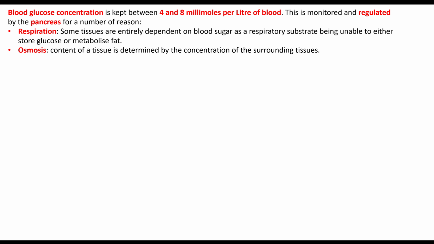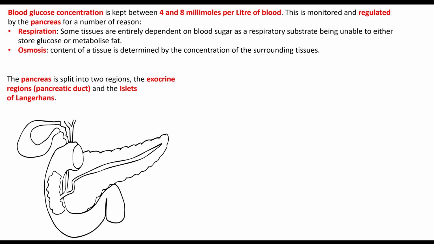Also, we've got to remember that glucose is dissolved in blood plasma. It's also dissolved in our cytoplasm, dissolved in our tissue fluid. So therefore, if we have too much of it, it's going to have an effect on the water potential surrounding the tissues. Too little, again, is going to have an effect on the surrounding tissue concentration. So therefore, we need an organ that is going to monitor and regulate it, and that's the pancreas.